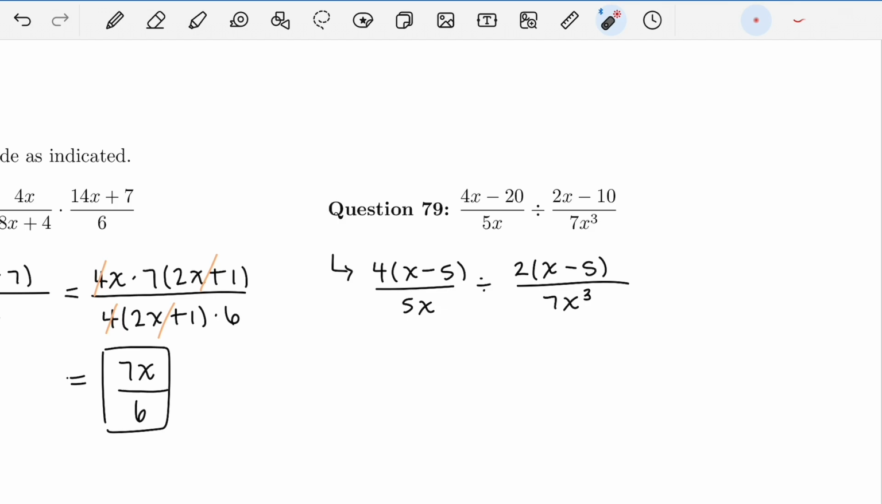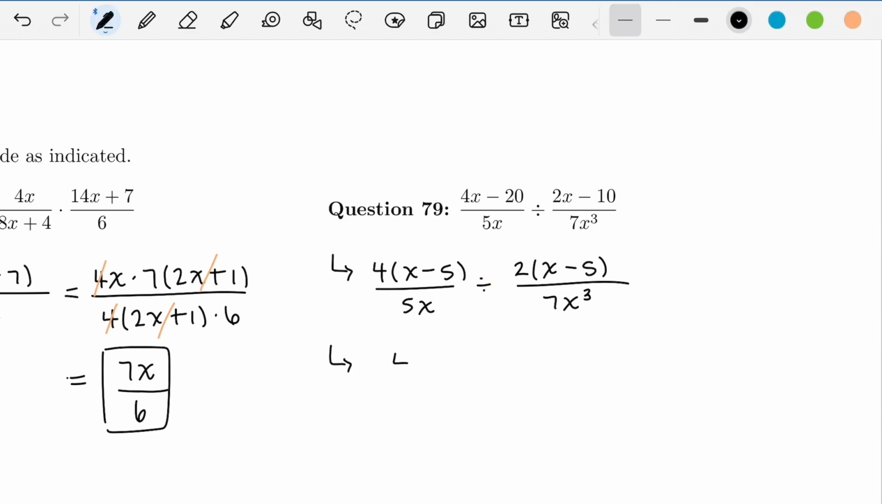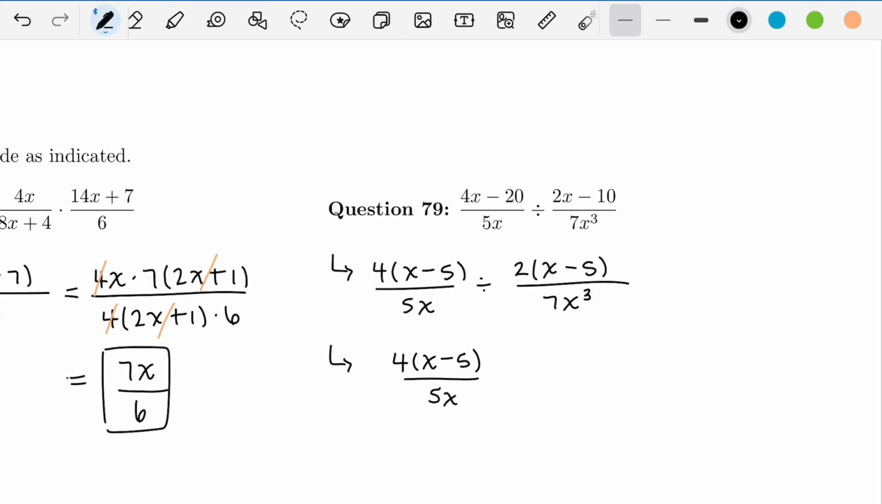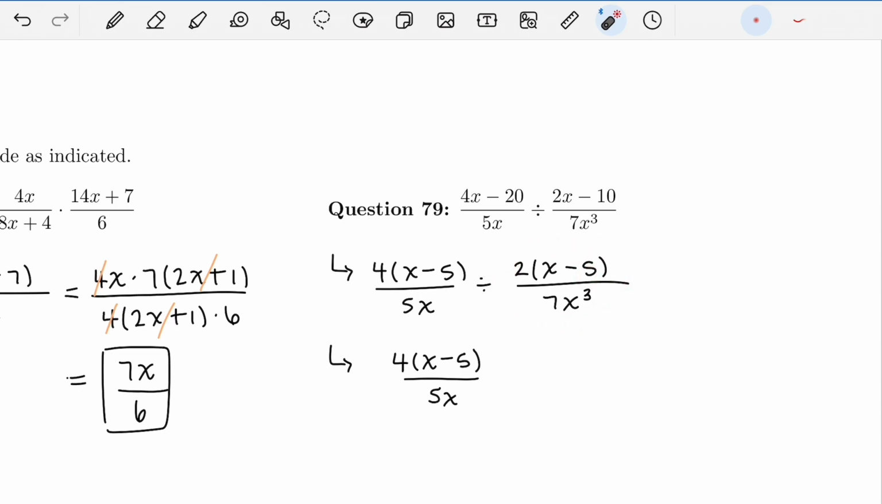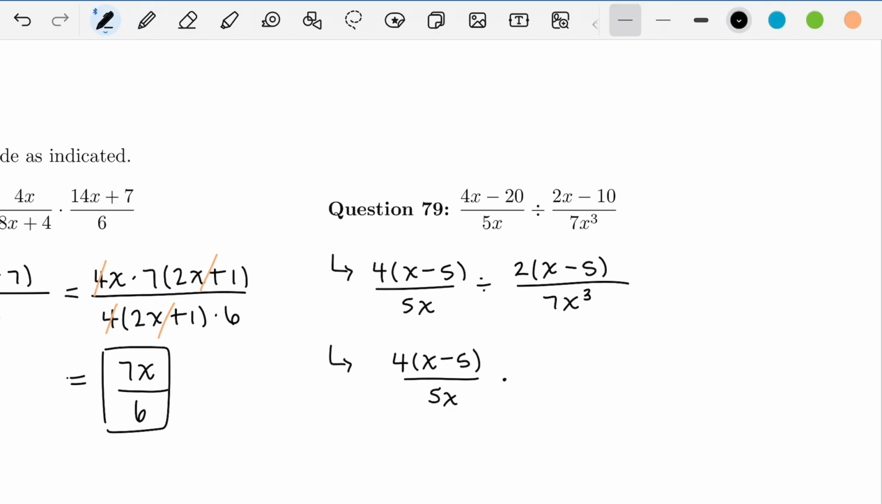So now this becomes our new problem. What we want to do is divide these two rational expressions. Now remember, when we are dividing fractions, it's the same thing as multiplying them by the reciprocal. So if we want to divide our first fraction by this one, what we're going to do is multiply this first fraction by the reciprocal of this one. So the reciprocal of this would be this here. And so now this becomes our new problem.